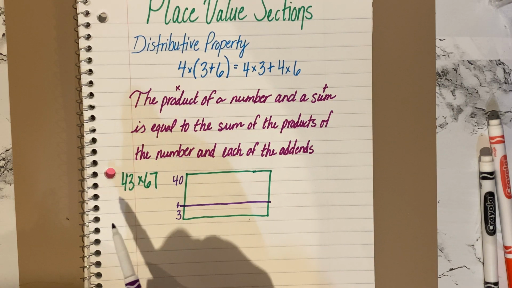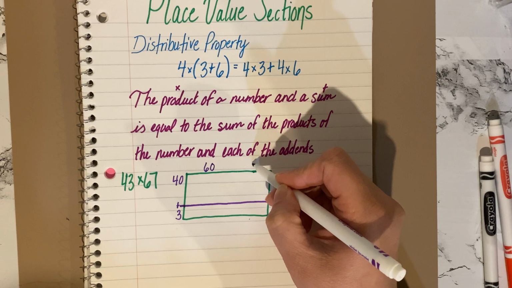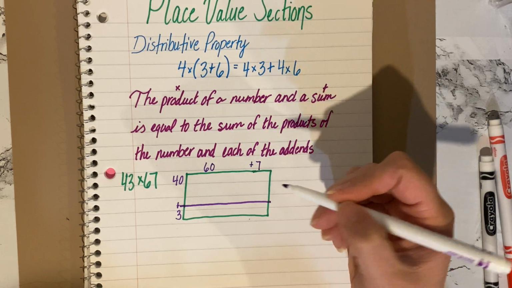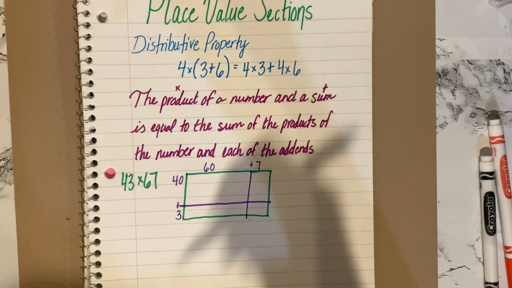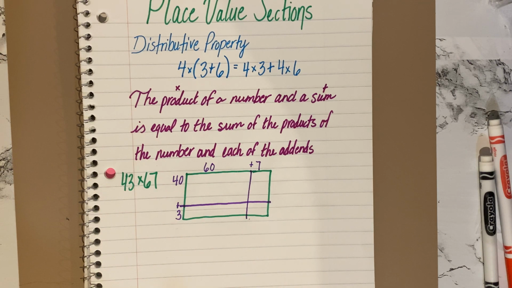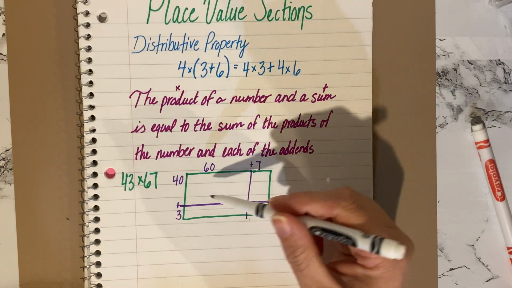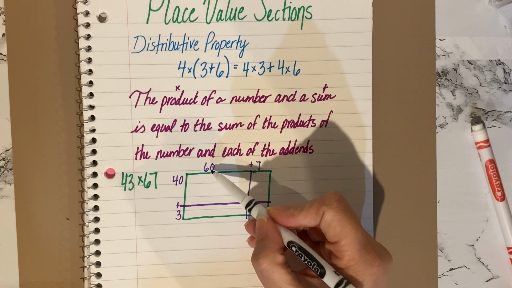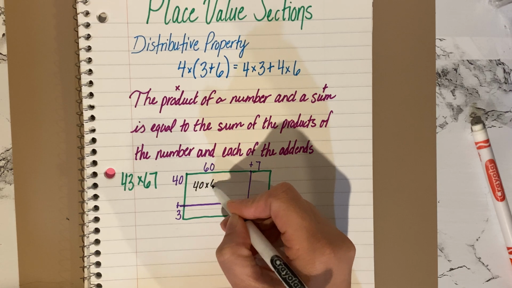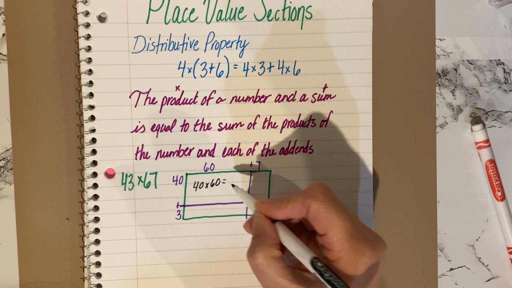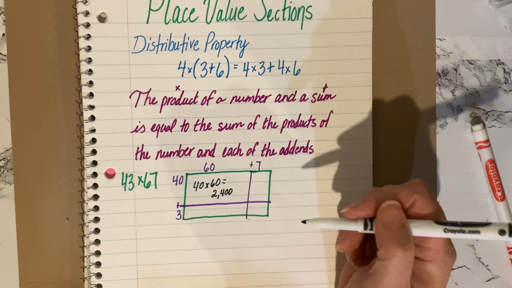Now we're going to look at the 67. 67 is 60, we're going to write this one along the top, plus 7. And then we're going to break that out as well. The next part is to go ahead and do the math in each section. So in this section, it's 60 times 40, or 40 times 60, because of the associative property. That equals 2,400. 6 times 4 is 24 plus the 2 zeros.